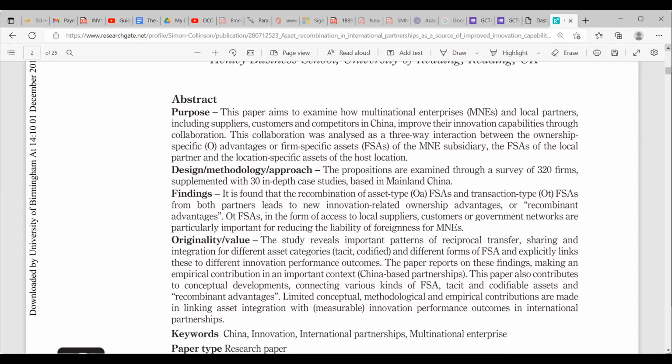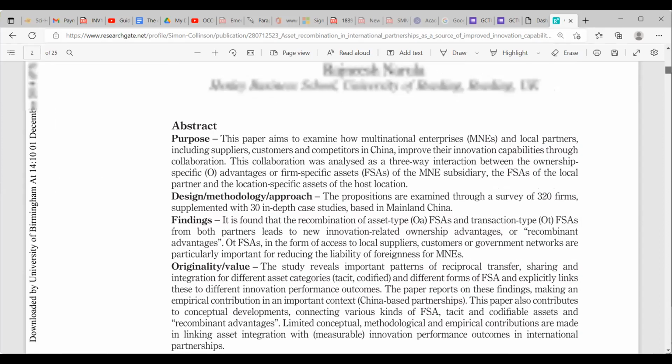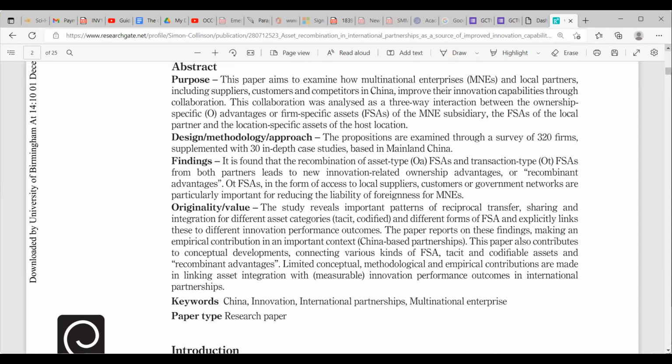Can I see the topic, please? Right? Asset recombination, international partnership as a source of improved innovation capabilities in China. Here, you even know that it was done in China, right? So it's easy when you are working with this to know if it is in other countries. Some statements in the methodology should help. Apart from originality value, here originality and value is talking about the implication.